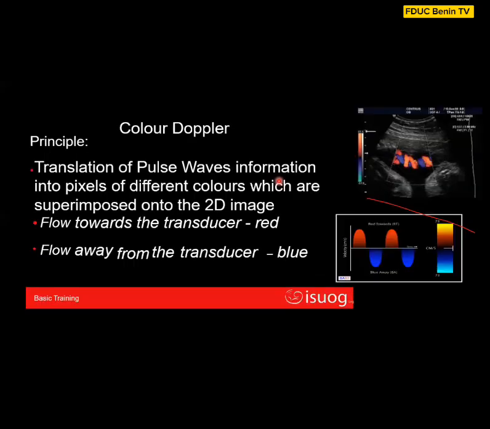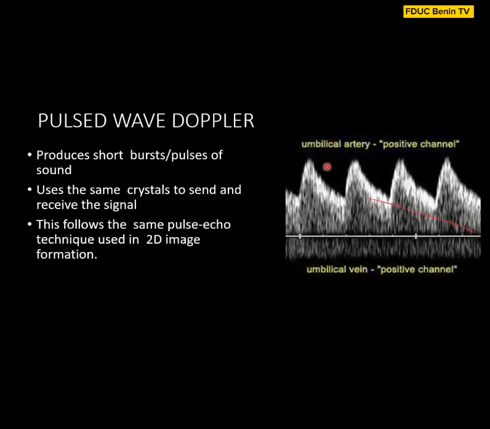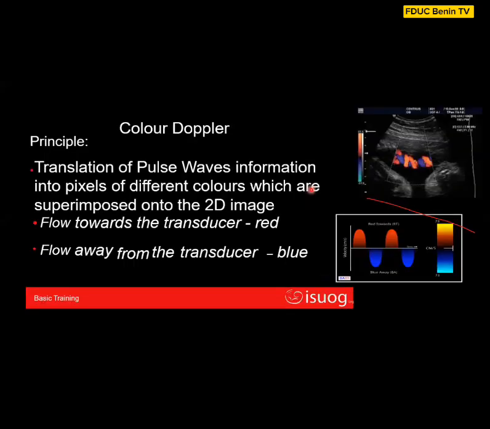Then we have color Doppler. This is when you translate pulse wave into pixels of different colors. So this pulse wave that we already talked about is now translated into colors. This is just like that picture I just showed you. There's a wave above and there's a wave below.